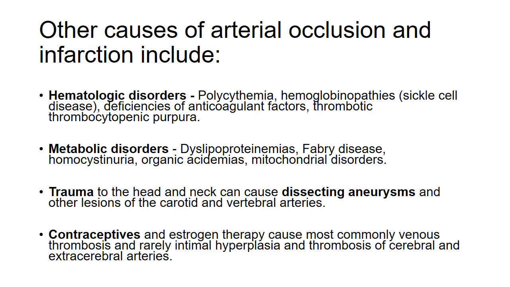So now what are the other causes of arterial occlusion and infarction? They include hematological disorders like we've already discussed, sickle cell anemia, polycythemias, anticoagulant factor deficiencies, thrombotic thrombocytopenic purpura, metabolic disorders like Fabry's disease, homocystinuria, dyslipoproteinemias, traumatic disorders, specifically trauma to head and neck regions and dissecting aneurysms. Contraceptive usage and estrogen therapy has also been associated with venous thrombosis and rarely intimal hyperplasia and thrombosis of the cerebral and extracerebral arteries as well.